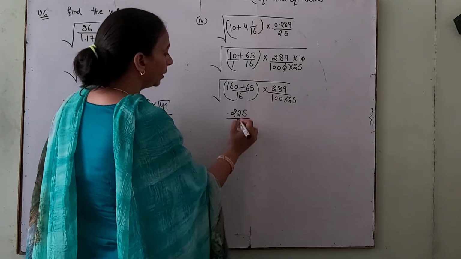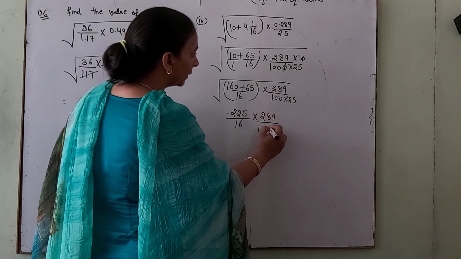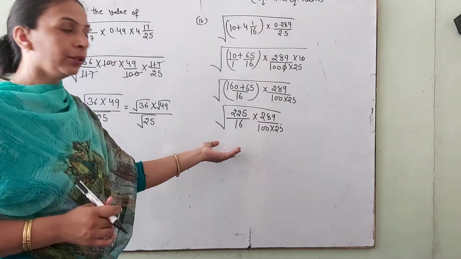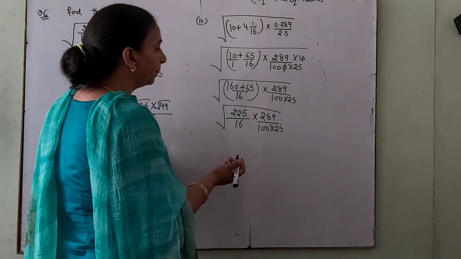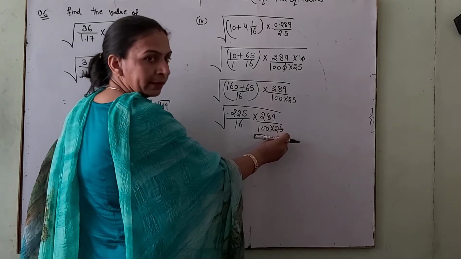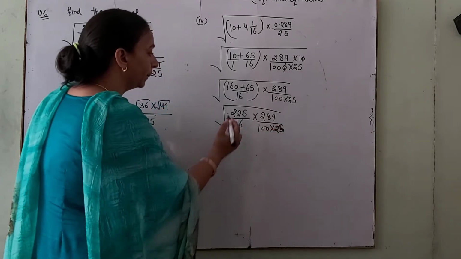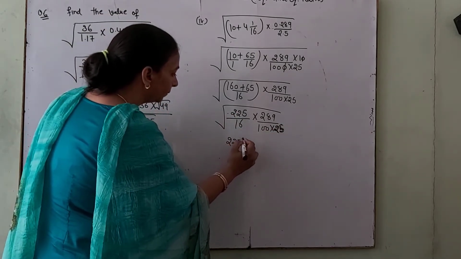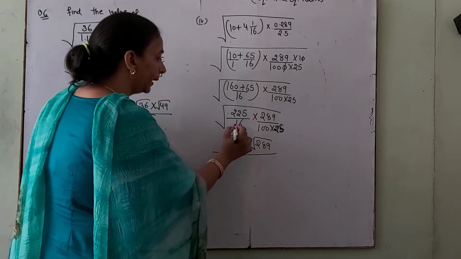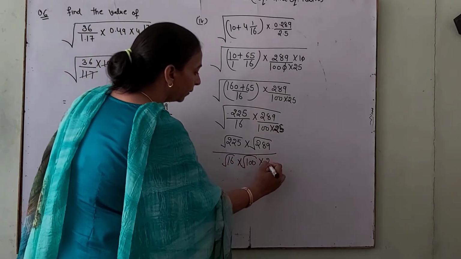225 divided by 16, multiply 289 divided by 125. If you want to multiply, then no problem, otherwise we take it simple. 25, we divide by 5, otherwise we take 25, no problem. Then root of 225, root of 289, separately, we take 16 and 100 and 25.